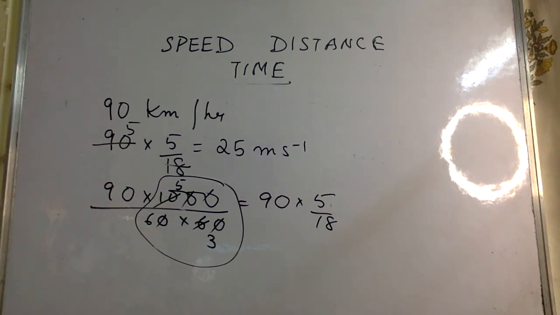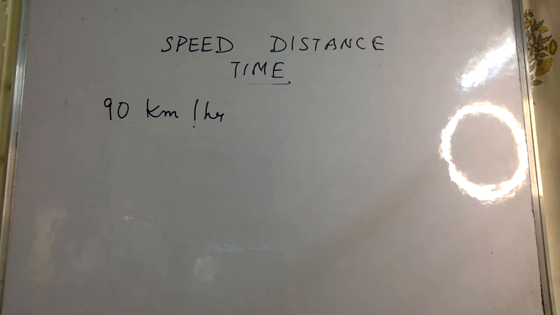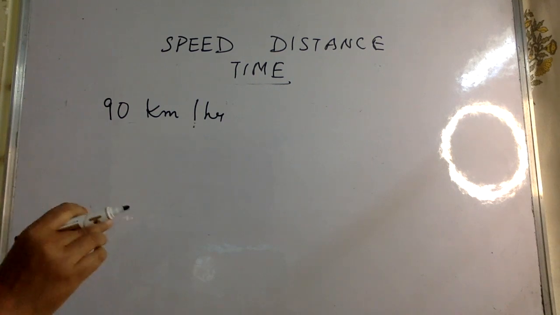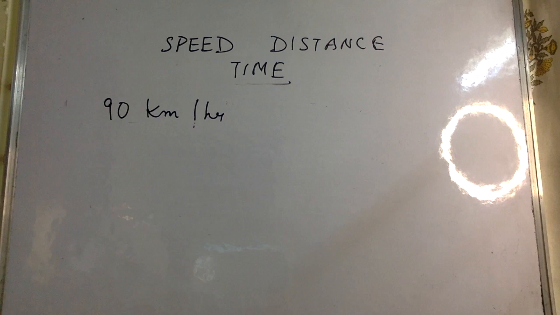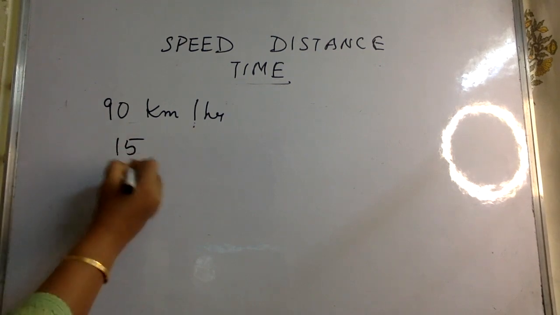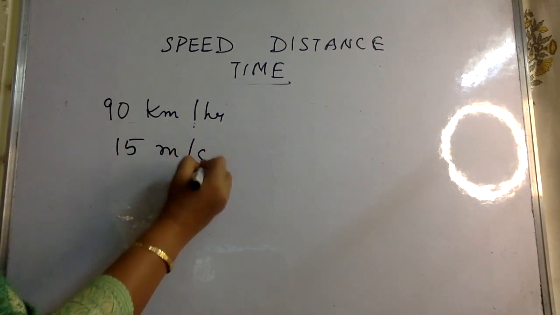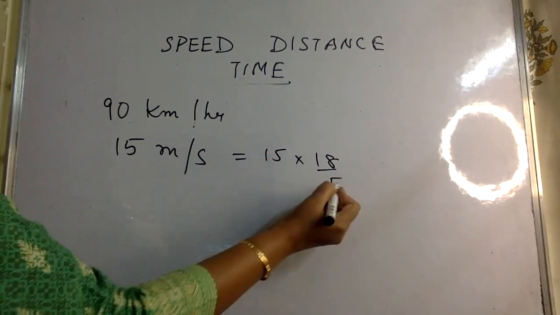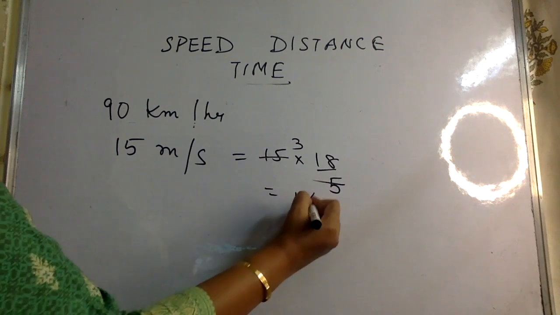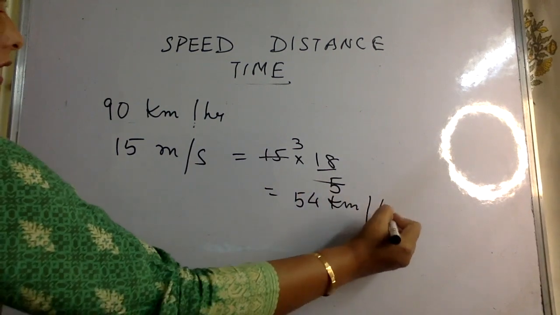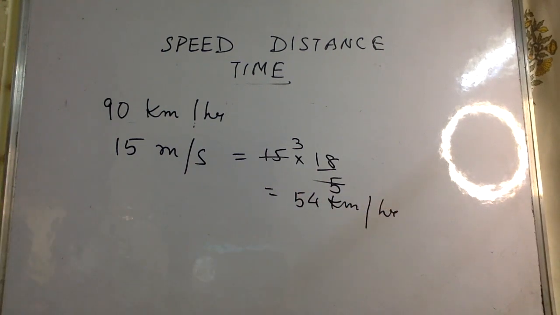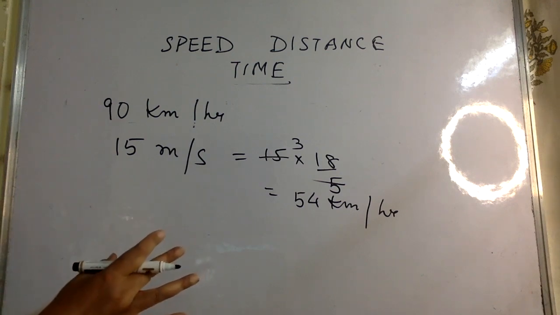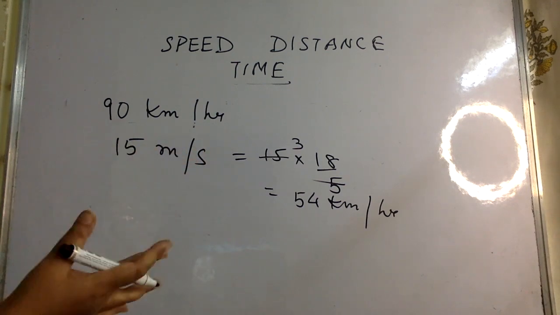Now let me go the other way around, that is from meters per second to kilometers per hour. So let's take 15 meters per second. That is 15 into 18 by 5, just the reciprocal. That is 54 kilometers per hour. This is just the opposite of what I did before this.